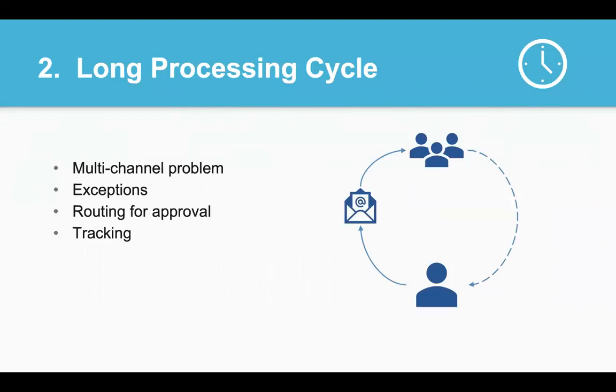Many of the problems with invoice processing can lead to an extensive processing cycle. Invoices from a variety of sources, exceptions, and identifying approvers can result in delays. Many organizations leverage email routing for approval, which can lead to a loss of visibility and difficulty in tracking.